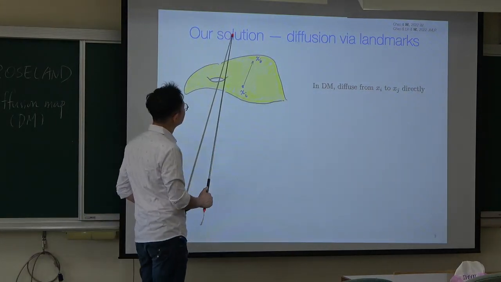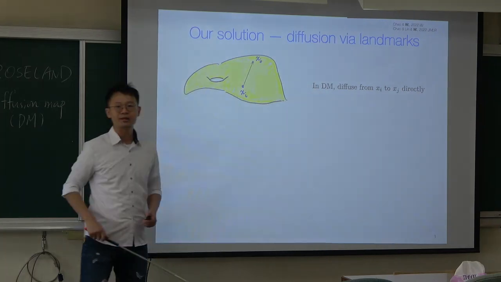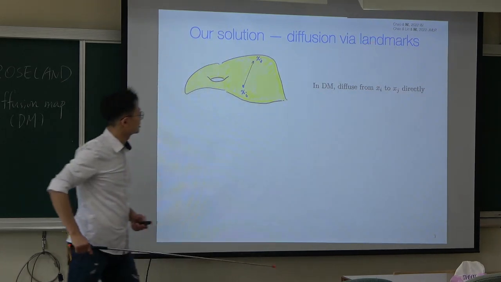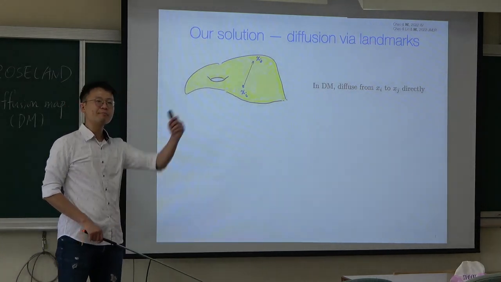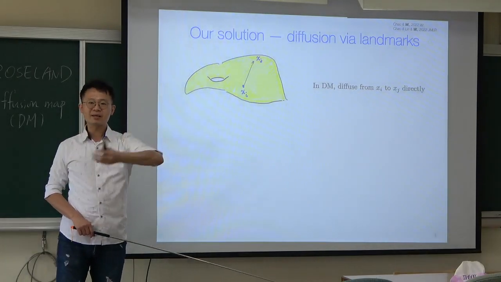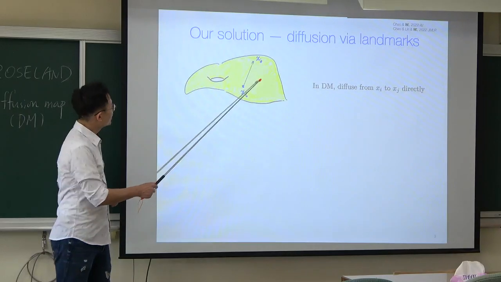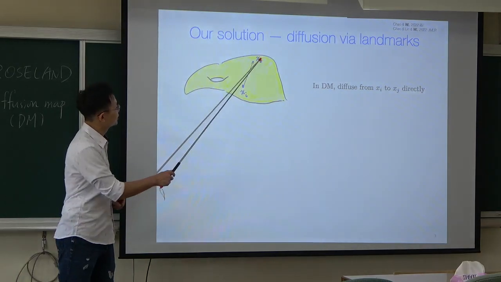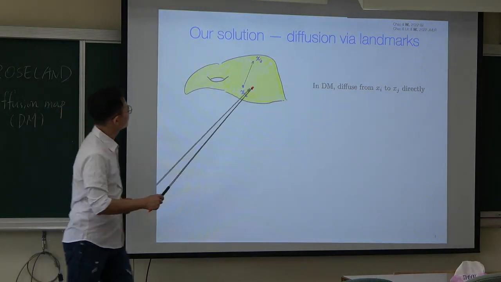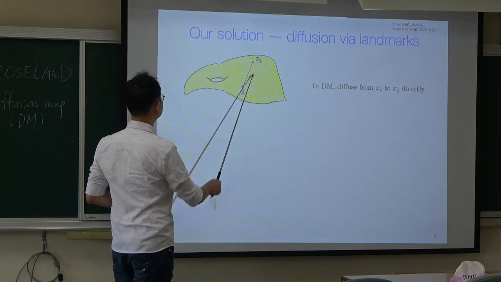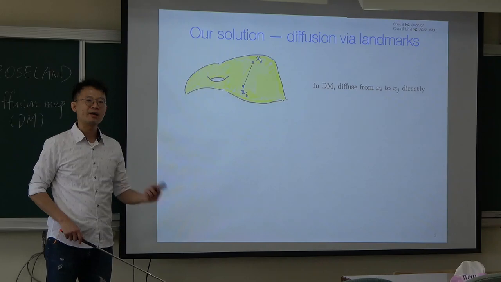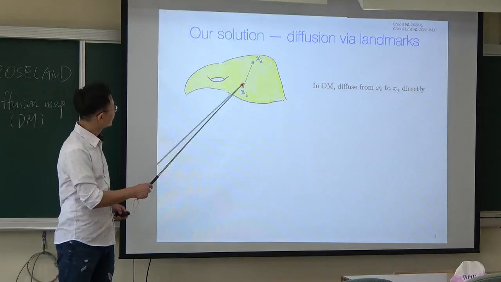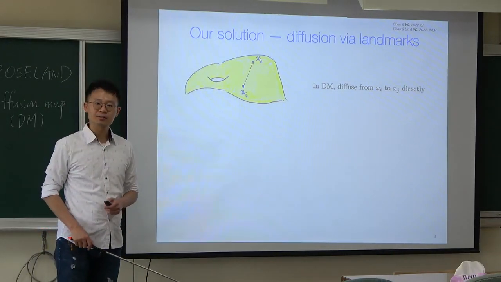And our solution is to take the diffusion into account. But when we do diffusion, we will consider something called landmarks. Okay, what does it mean? If you remember in our diffusion maps lecture, we say that in diffusion map, we use the diffusion property to consider how the points diffuse from one point to another, right? And in diffusion map, if we consider diffusion from xi to xj, the diffusion is just directly from xi to xj. There's no constraint. Well, there's a geometric constraint for sure, but we will not put any other limitations.